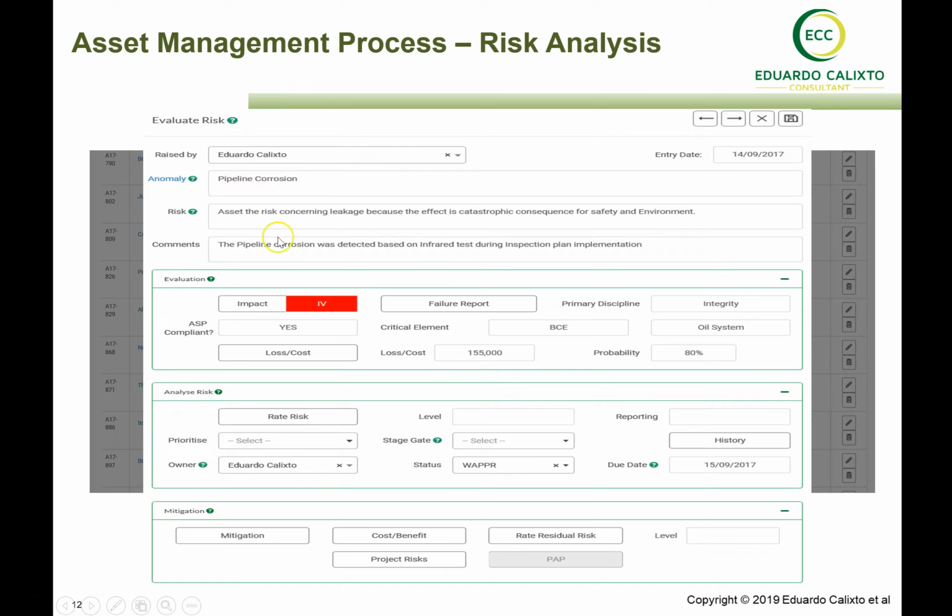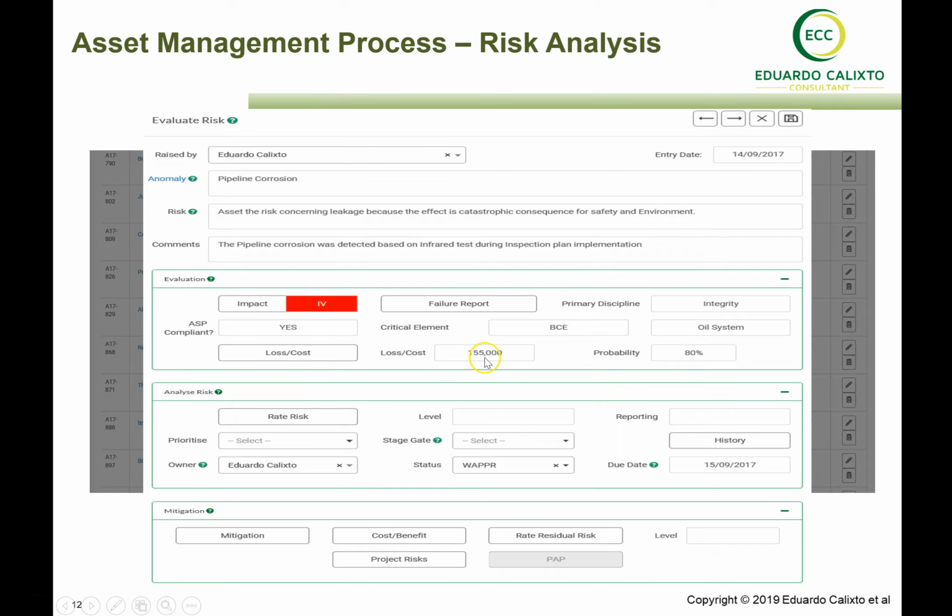So here we have the pipeline corrosion. The risk is leakage that can trigger catastrophic consequences for safety and the environment. And the comment: the pipeline corrosion was detected based on infrared during inspection plan implementation. And then of course now the supervisor is assessing that, and they check the risk that was applied in terms of impact for this situation, for this physical asset failure.